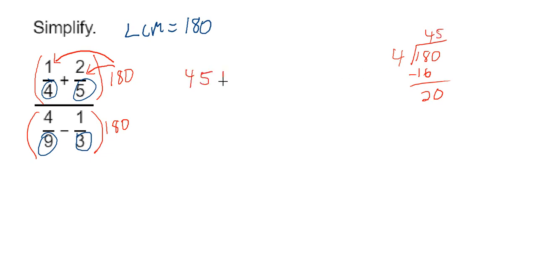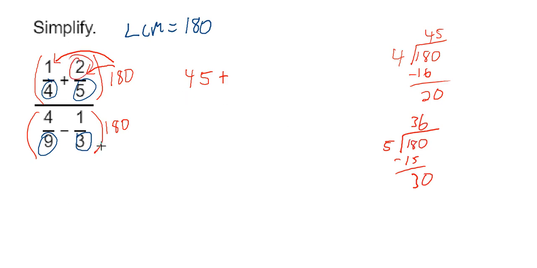So 45 plus, here what's going to happen is the 5 will divide into the 180. So we get 5 divided into 180. 5 goes into 180 3 times, we'll get 15 from that. Bring the 3 down, 3 left over, I should say, and then bring the 0 down. 5 goes into 36 times, so we'll get 36.